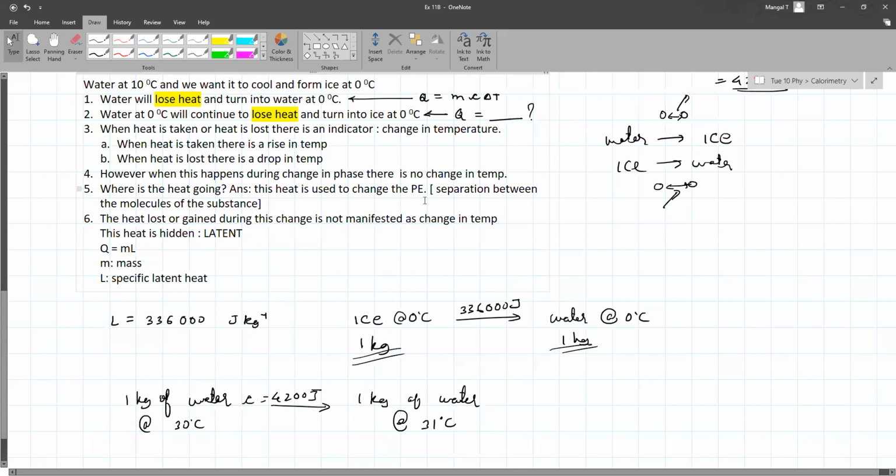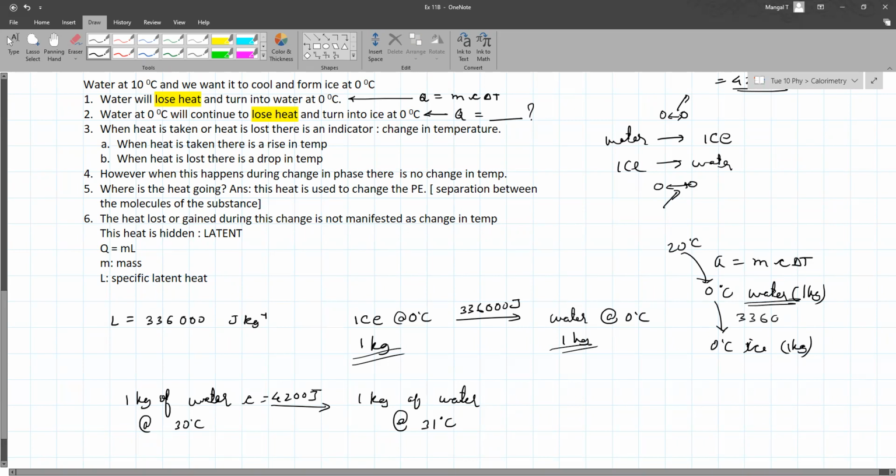Now the opposite is also true. In your refrigerator, if you keep 1 kg of water, say at 20°C, it will become 0°C and Q will be equal to mc delta T. Now that you have 0 degree water, 1 kg, it will turn into 0 degree ice, which is again 1 kg. Now in doing that, water has to lose 336,000 joules. If that much heat is lost, then the water will change its state to ice. Is that clear to you?